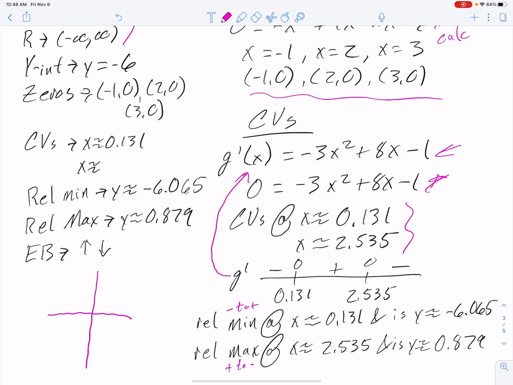And so again, when I sketch, I'm just trying to give myself points to hit, just kind of guide myself through my graph. So I graph my zeros. My y-intercept was at -6. I had a minimum at 0.131, and it was -6.605, so it's just barely past that y-intercept.